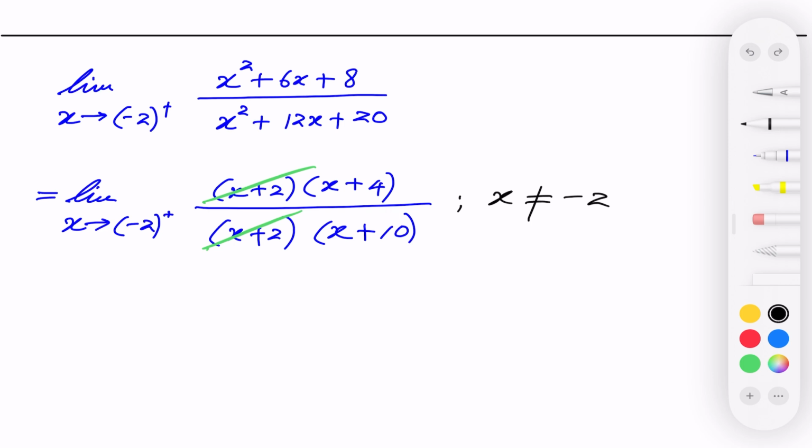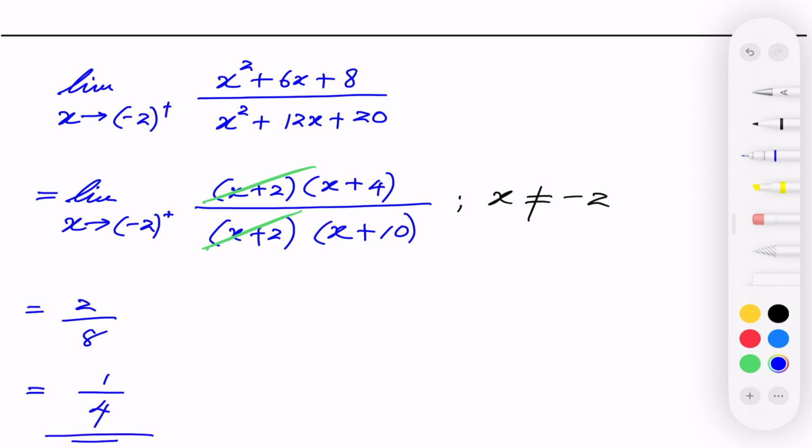All right, now we can do the direct substitution. When I put negative 2 in this remaining component of the function, on the numerator, I get negative 2 plus 4, which is equal to positive 2. And on the denominator, I get negative 2 plus 10, which is equal to positive 8. This can be reduced, and our answer is therefore equal to 1/4.